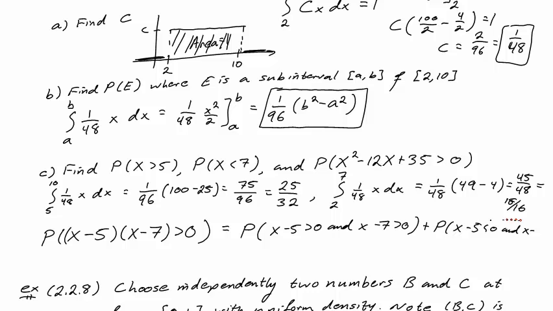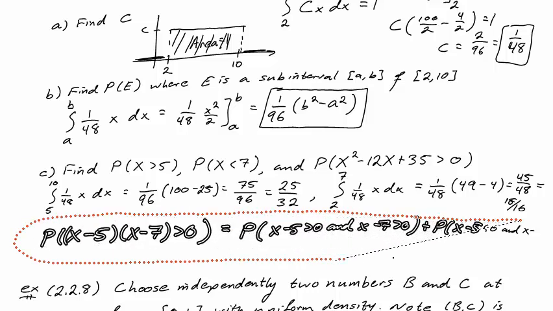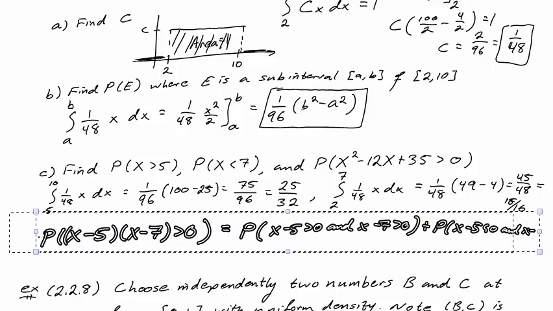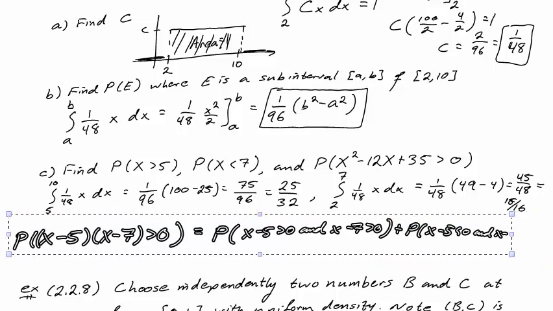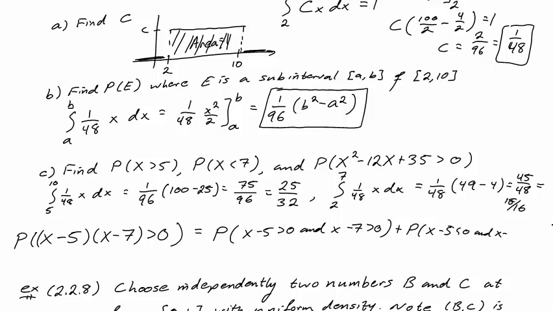Now, these can't happen at the same time, so I can just find those two separately and then add the results together. X minus 7 less than 0. And rewriting that in terms of inequalities, again, we've got the probability that x is greater than 5 and x is greater than 7, plus the probability that x is less than 5 and x is less than 7.